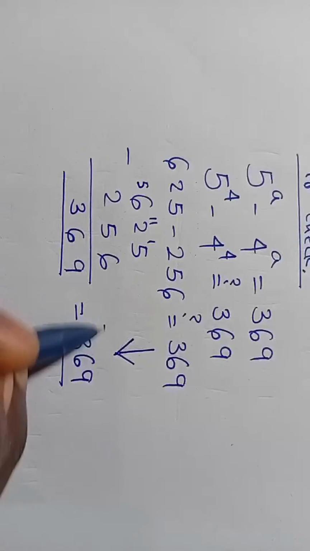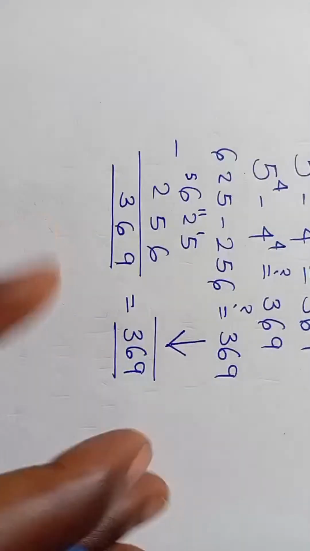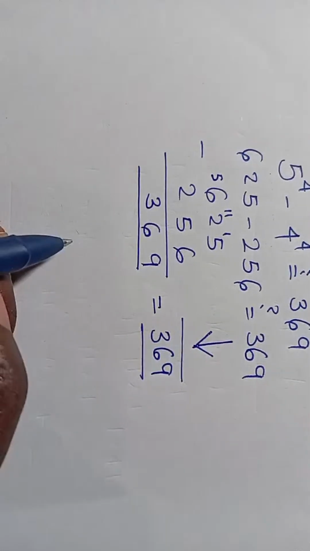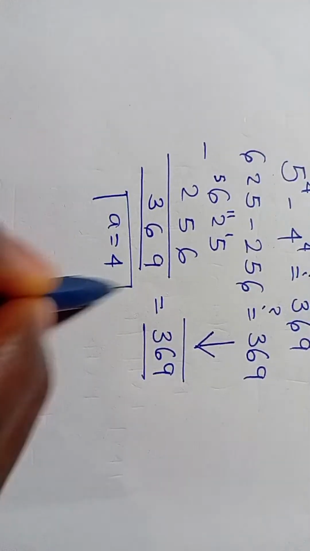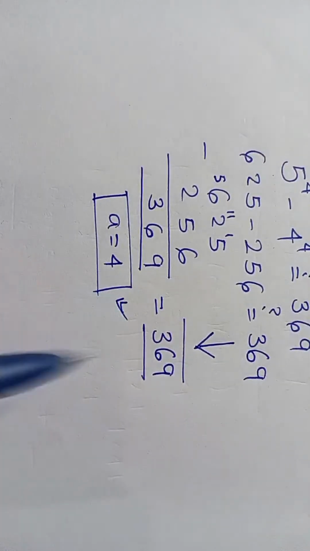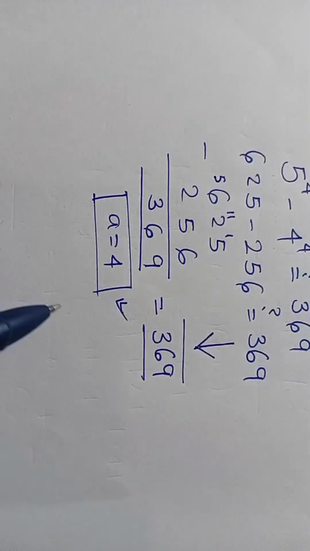So since the left hand side equals the right hand side, the left hand side and right hand side are the same, and this tells us that A equals 4 is perfectly correct.